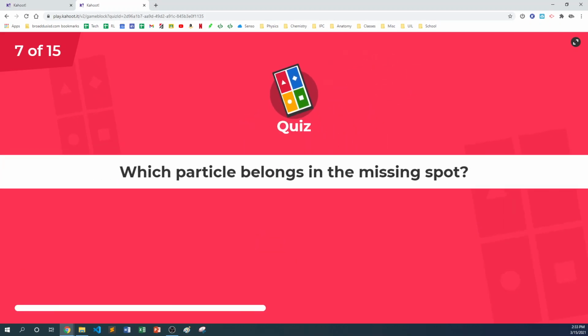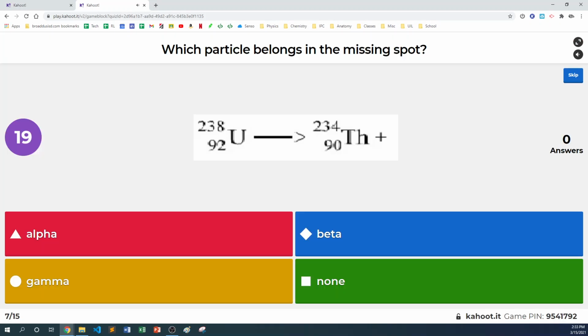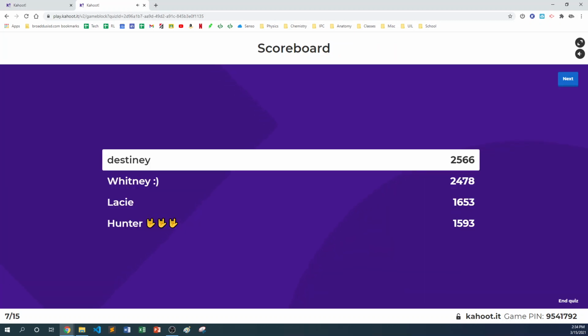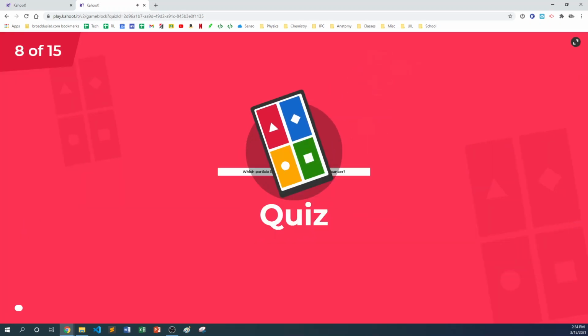I just clicked something. Which particle belongs in the missing spot after the plus sign? Missing spot. I know this one. It's not that one. I clicked it. Right. Oh, it's alpha. What was the difference between the numbers 4 and 2? That's a helium nucleus or alpha particle. I think it was alpha. That's all I know. Nah, I clicked the wrong one.